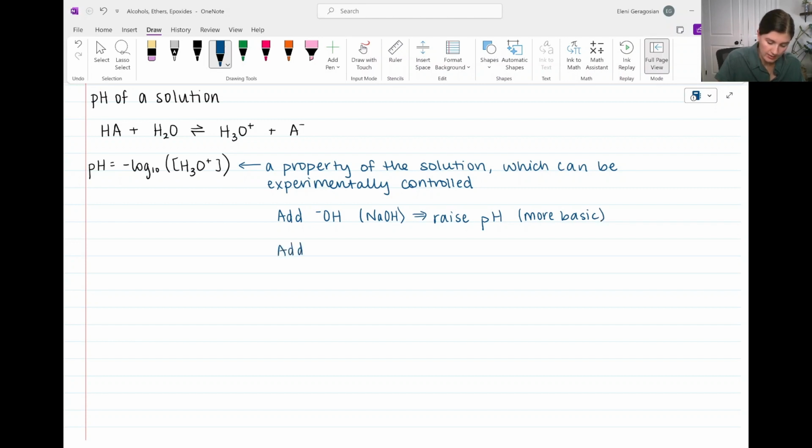If you add H plus ions, like in HCl or some acid, this will lower the pH, or create a solution that's more acidic. So follow a similar pattern to pKa, where lower pKa, stronger acid, lower pH is a more acidic solution, higher pKa, weaker acid, higher pH, more basic solution.